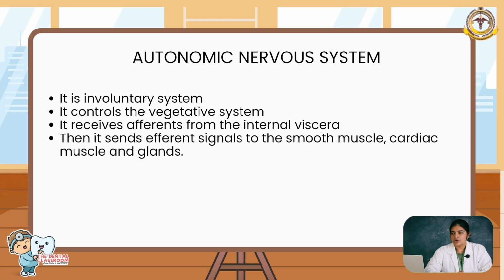Now we are moving on to the autonomic nervous system. It is an involuntary system. It controls all the vegetative functions of the body, like controlling our heart rate, blood pressure, all our GI secretions, then lacrimal glands, sweat glands, all the secretions of those glands. It receives afferent signals from the internal viscera, that is through pain sensations, and then it sends efferent signals to the smooth muscle, cardiac muscle and all the glands of the body.